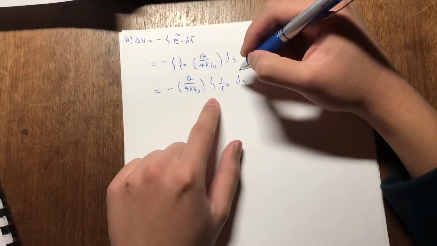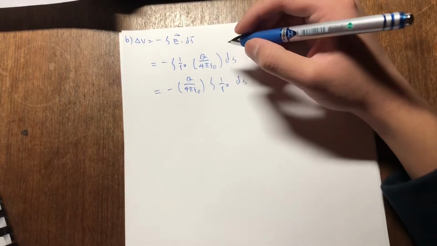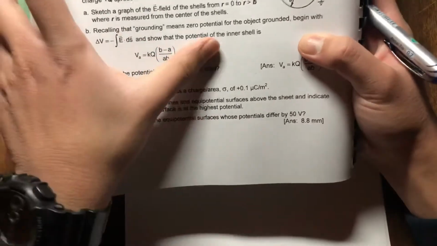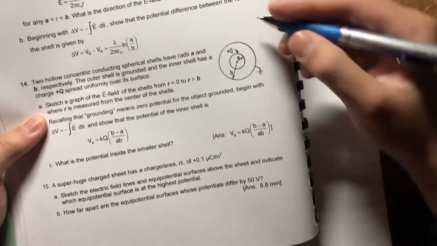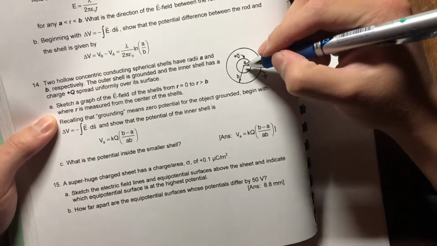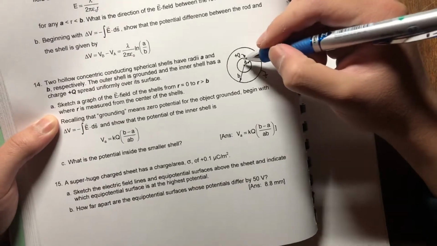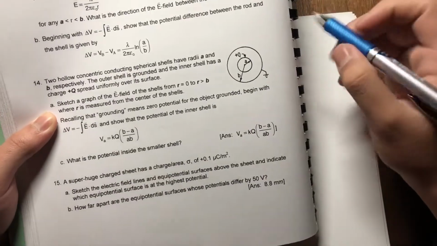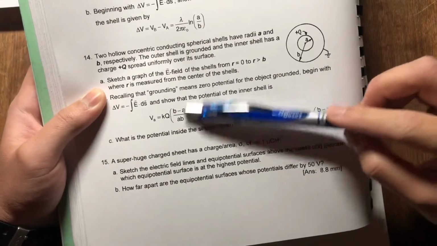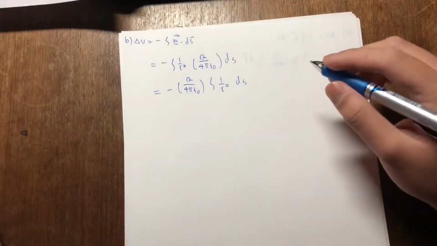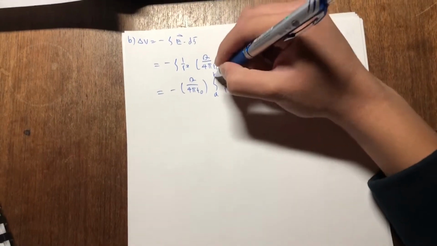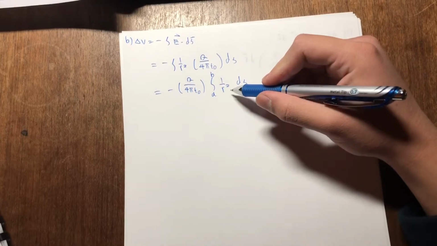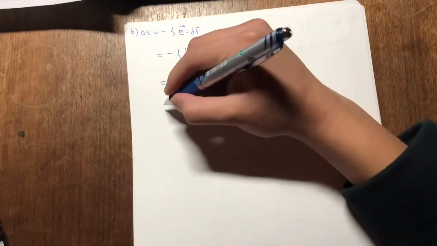And what are our limits of integration? Well, if we are trying to find the potential of the inner shell, then we are mostly concerned with just from here to here. Going from here all the way to infinity is not going to be very helpful. And also, another big hint is that right here, there's a bunch of a's and b's. Well, the limits of integration ought to be a to b then. And so now you've got to take the antiderivative of this guy.